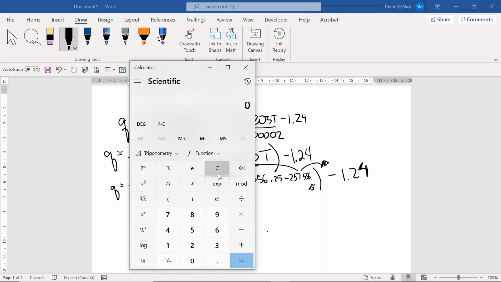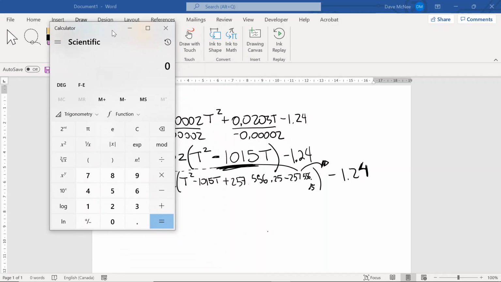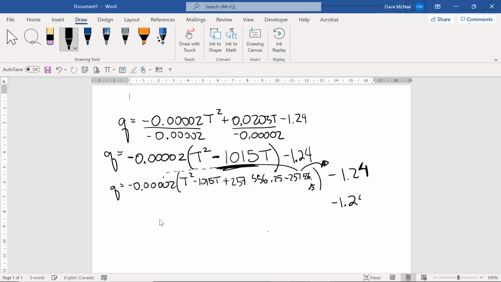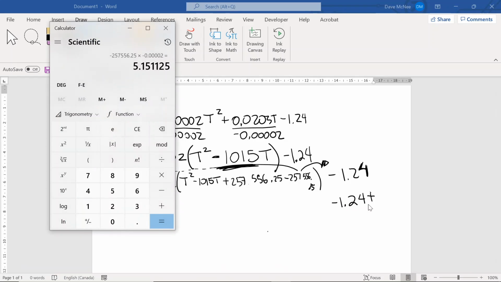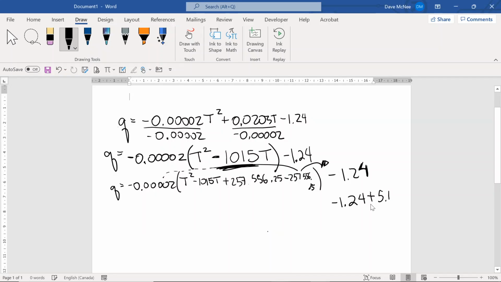So this number here, I have to multiply it by 0.00002, and that's a negative. And, oh snap, I think I did it wrong. Okay, let me enter the number again, 257,556.25, and it was negative. And multiply that by 0.00002, and that's also a negative. And I'll get 5.15. So when I kick that negative out, I will end up with negative 1.24, which was always there, plus 5.151125. That's awesome. And then I can subtract 1.24 from it to figure out what that term is.